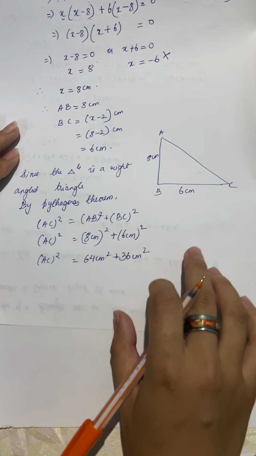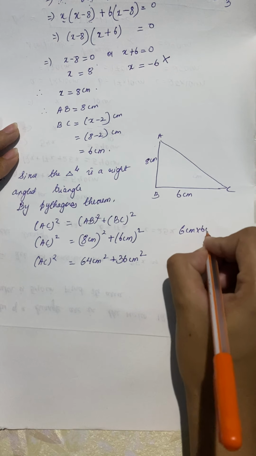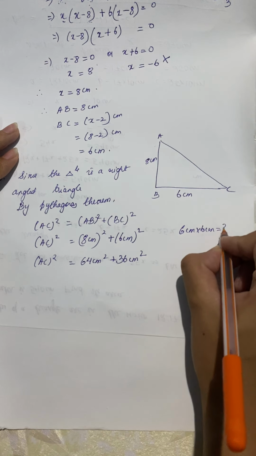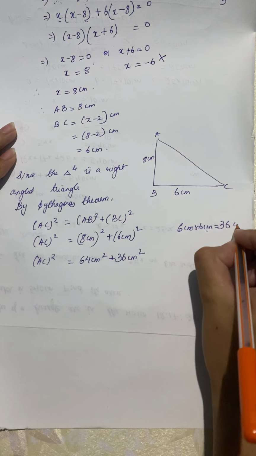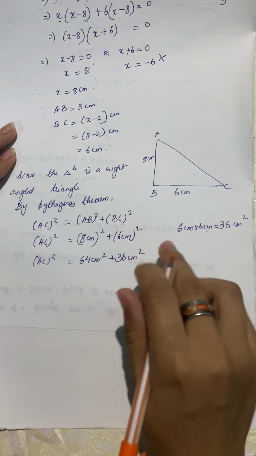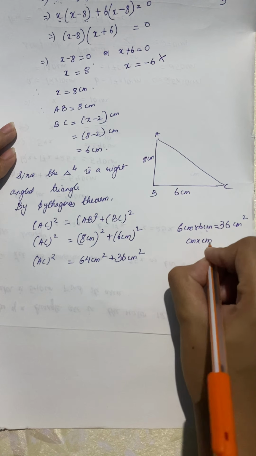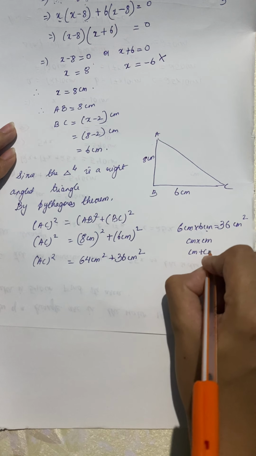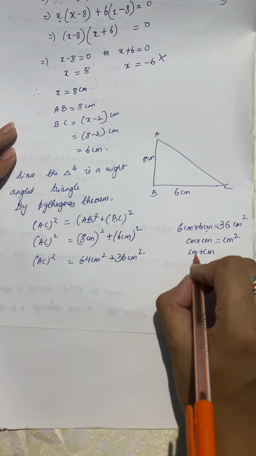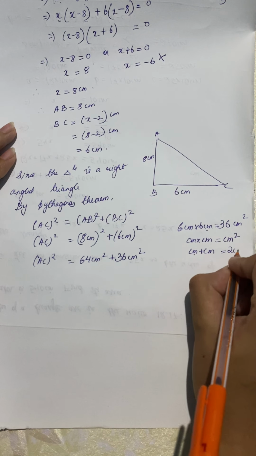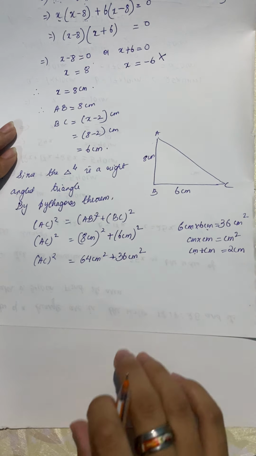So you don't get confused with this: 6 centimeter whole thing square means what? 6 centimeter into 6 centimeter. So 6 into 6, 36, centimeter into centimeter. Since you're talking about multiplication, centimeter square. Clear? There's a huge difference between centimeter into centimeter and centimeter plus centimeter. Centimeter into centimeter will give you centimeter square, but centimeter plus centimeter will give you 2 centimeter. So be careful with that. When you're multiplying and when you're adding, don't make that mistake.